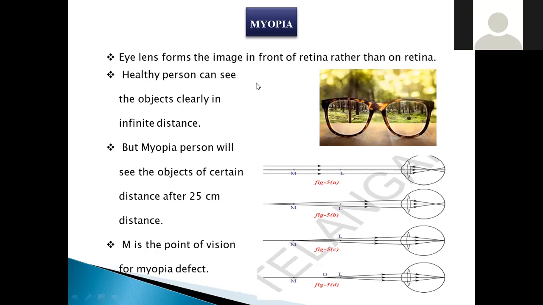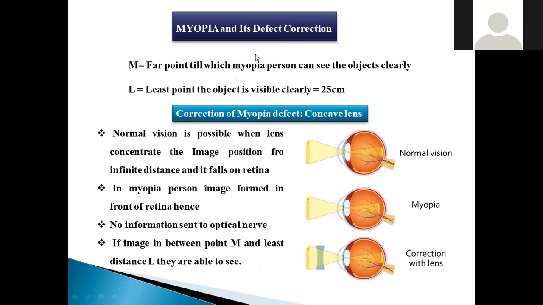So this kind of defect is known as myopia, short-sightedness, nearsightedness. M is the point of vision defect which is present in myopia. Right? So M is the far point till which a myopia person is able to see the objects very clearly. So that is the maximum point. After this M point, the object is not visible to them. L is called the least point of the object visible clearly. So the minimum distance is called the L point, and the maximum distance is called the M point.